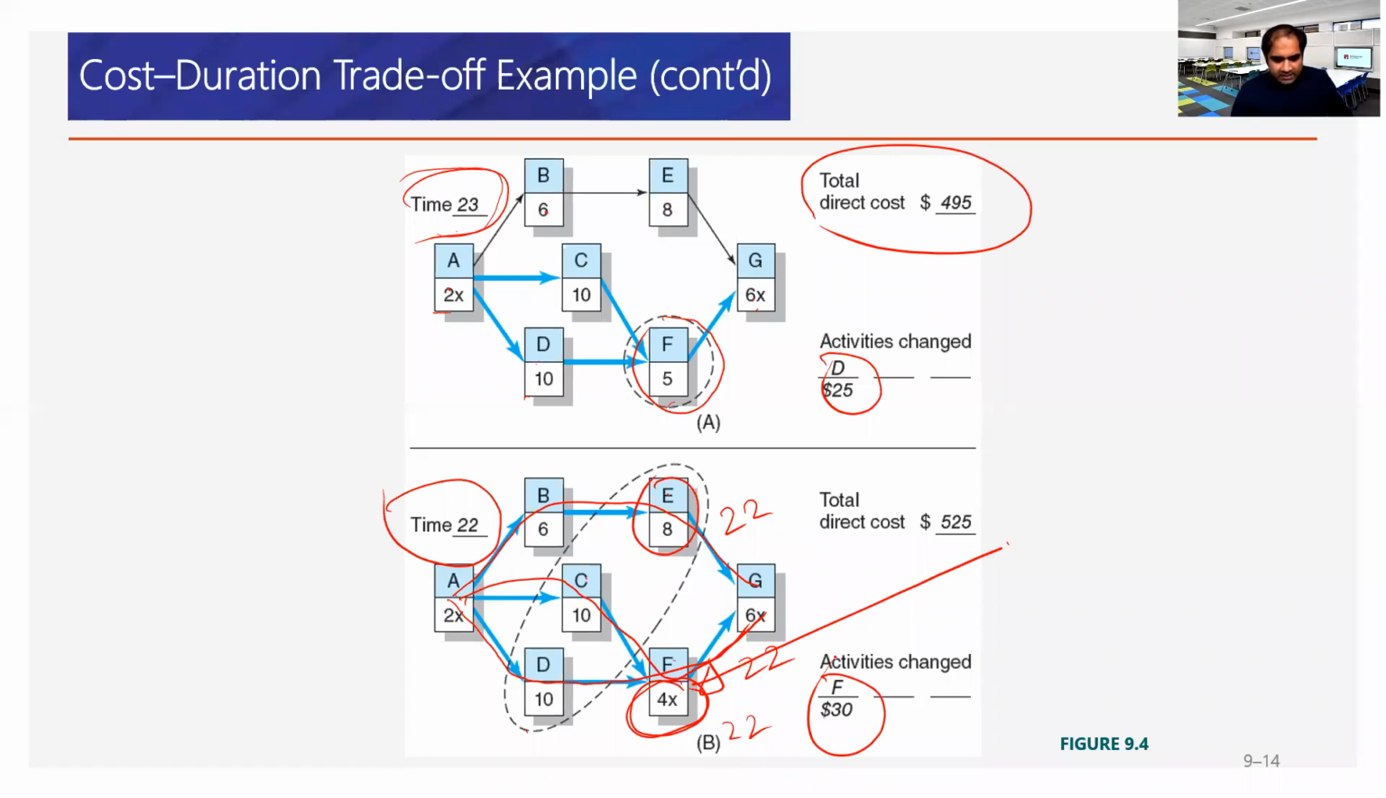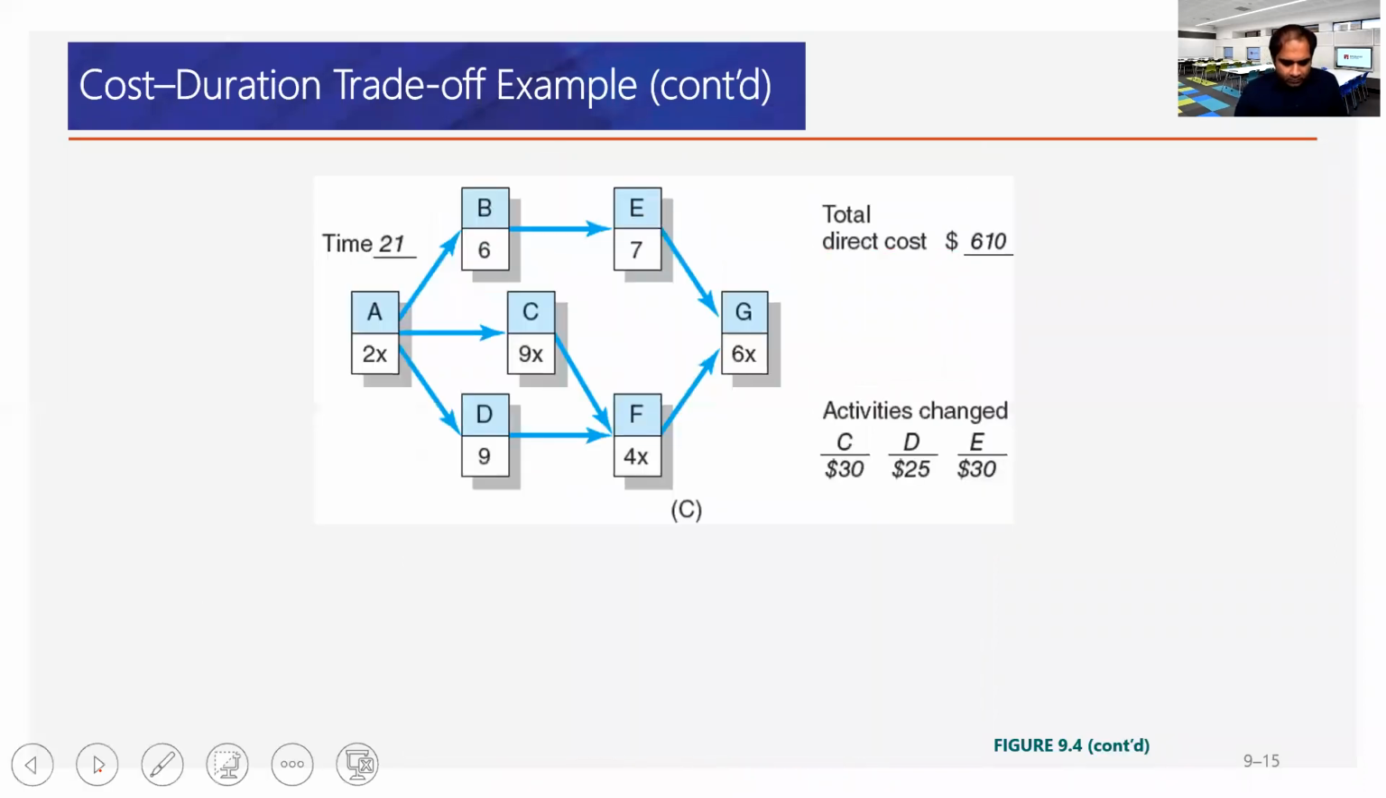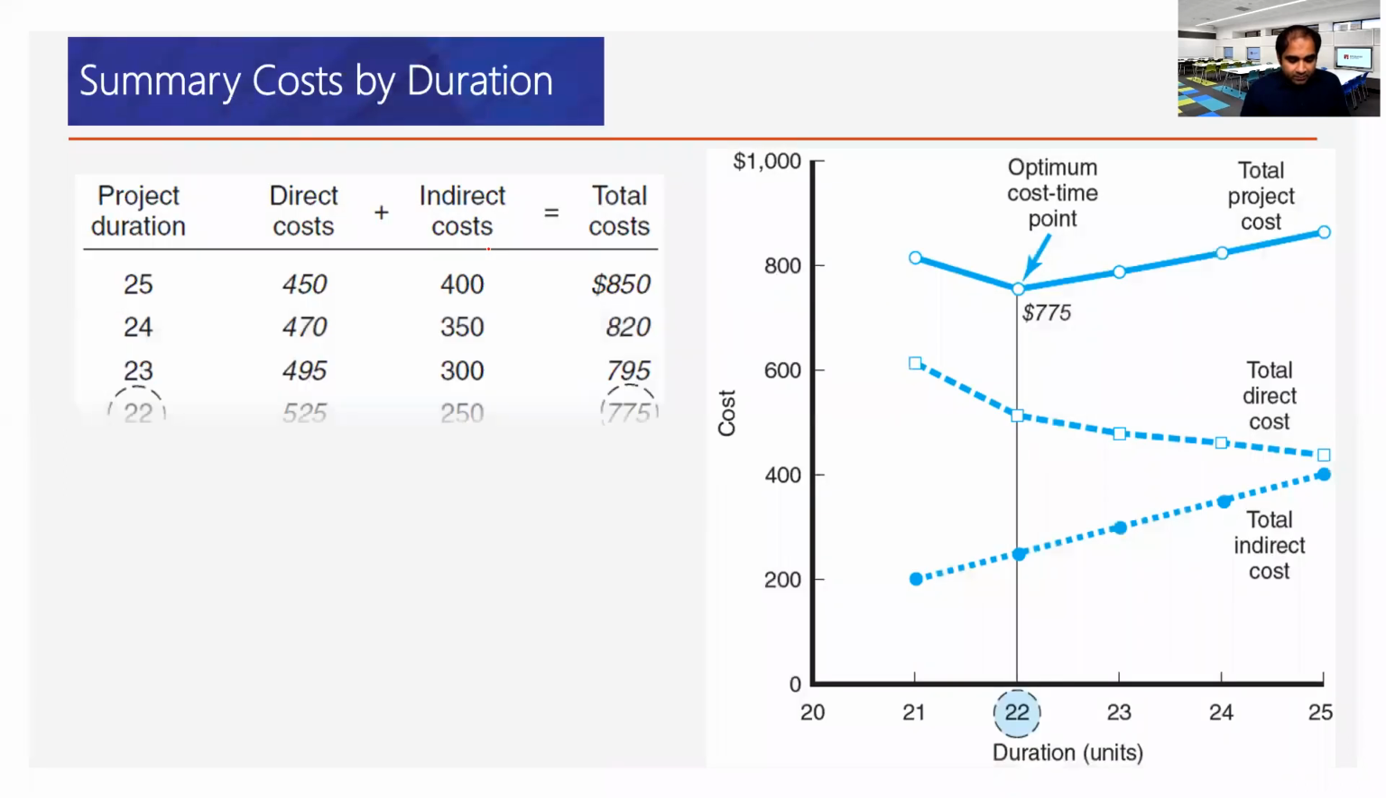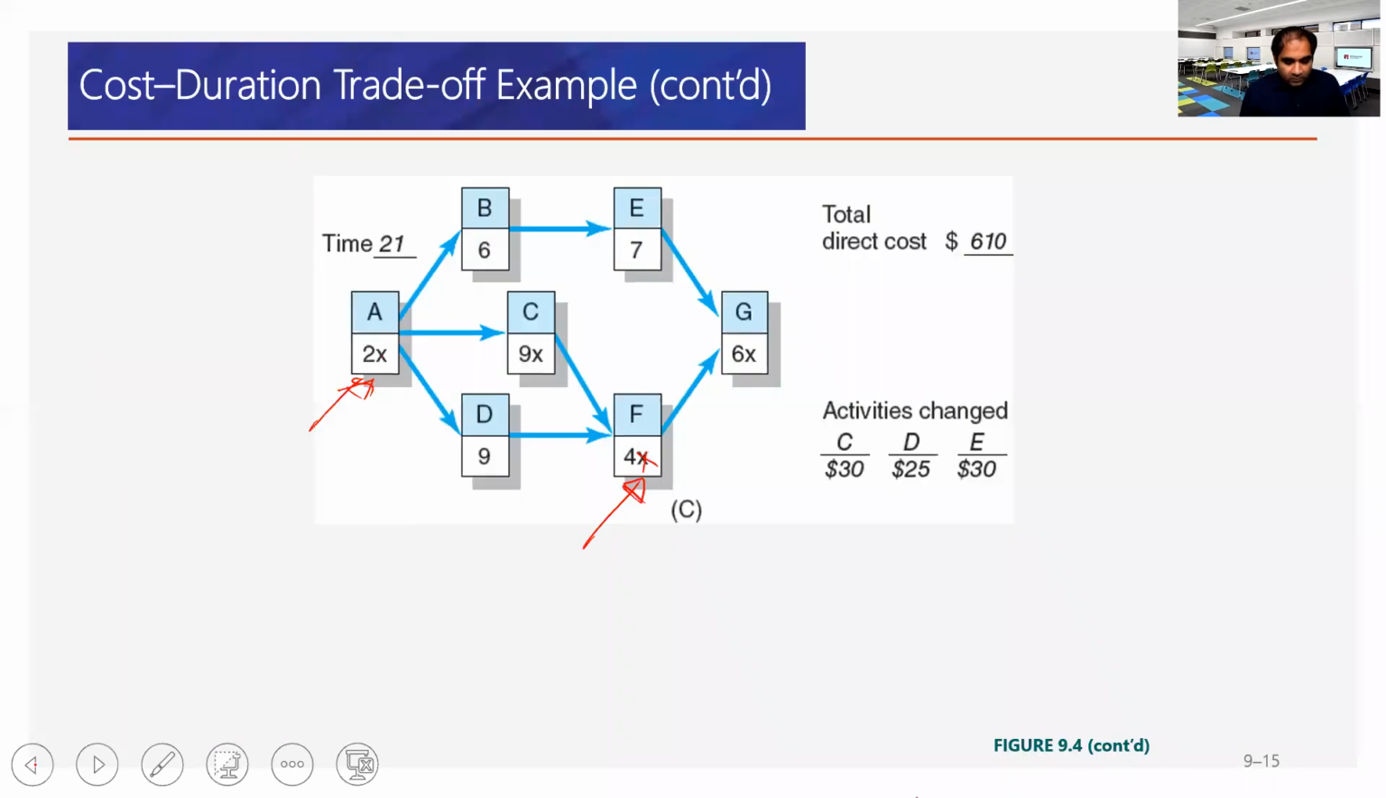Okay, now next is 22. Then if we want to reduce it further, F is already at maximum limit, so we cannot crash F anymore. A is also at maximum limit, we cannot crash it anymore. Now that we have 22 days for each of the chains, we have 2, 6, 8, 15, and 6.